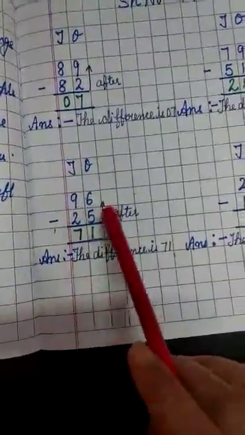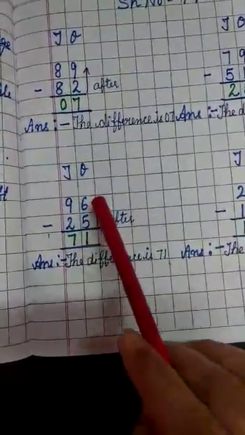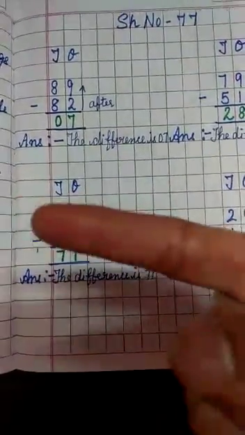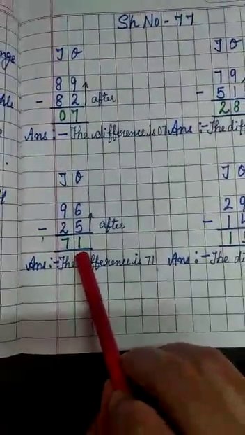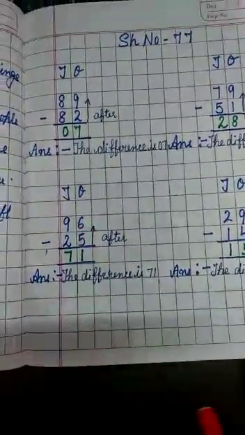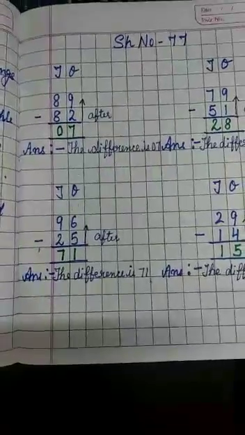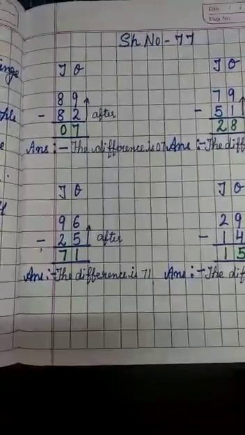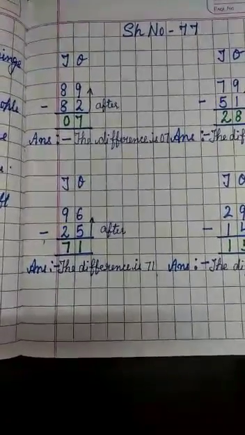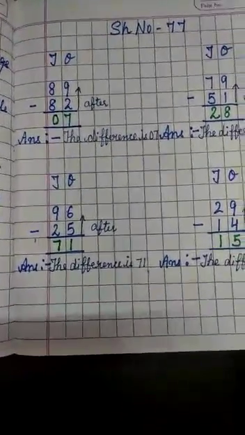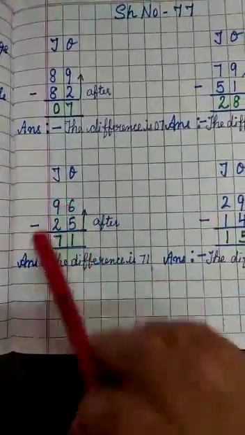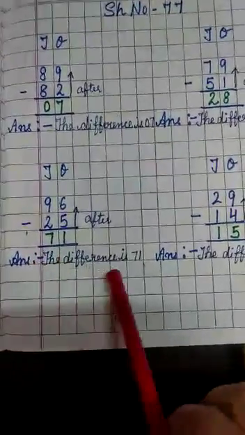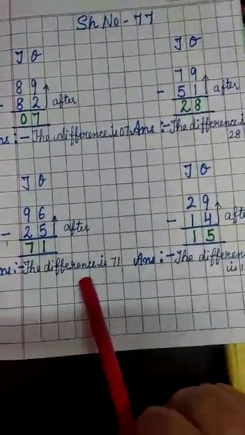Next, 96 minus 25. 5 wants to catch 6. After 5: 6. Only 1 finger. So we will write 1 here. 2 wants to catch 9. To catch 9, how far do we have to go ahead? 3, 4, 5, 6, 7, 8, 9. We have to move 7 numbers upward in order to catch 9, and we will open our 7 fingers. So we will write 7 here. In the answer we will write the difference is 71.